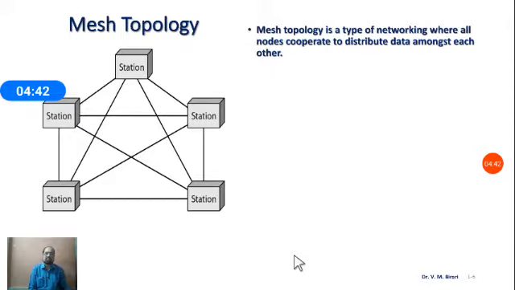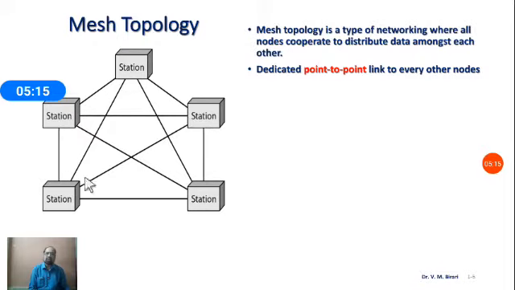First is the mesh topology. See the diagram. Here, the different number of computers, which we call stations, are interconnected to each other in a way that communication between any two nodes is possible. The mesh topology is the type of networking where all the nodes cooperate to distribute the data amongst each other. There is a dedicated point-to-point link to every other node, so each node is able to communicate with each other. Any node can communicate with anyone. This is the importance of mesh topology.